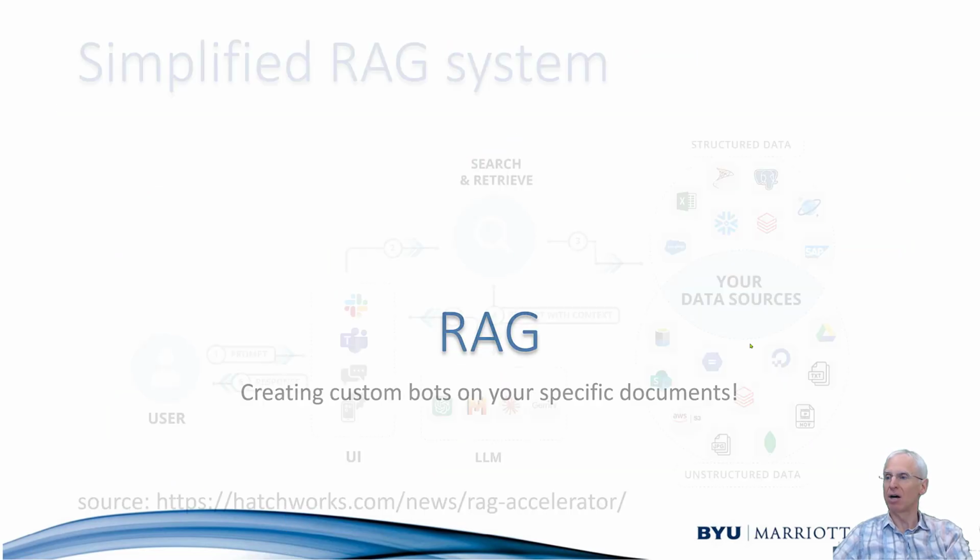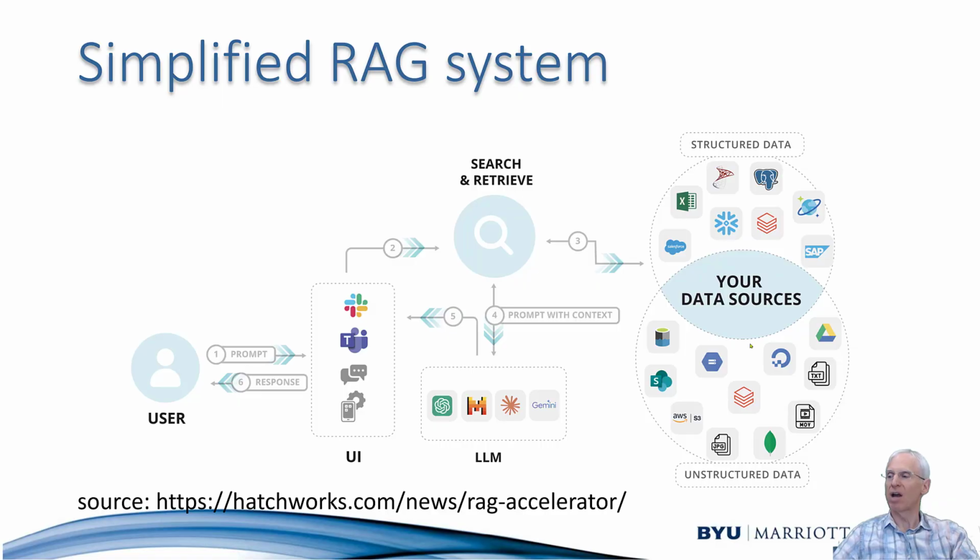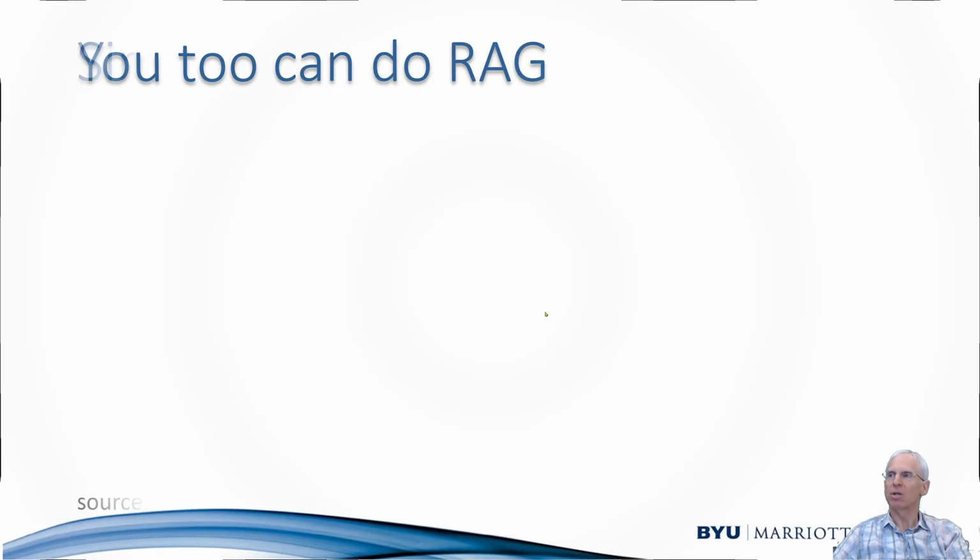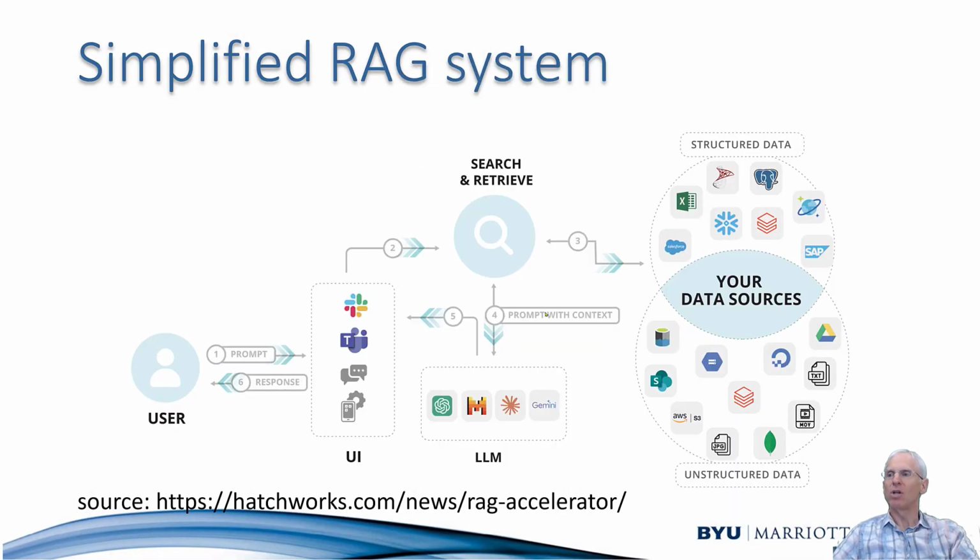All right, RAG, creating custom bots. How do we do this? This is a simplified RAG system. On the left, we have the user. They provide their prompt. I thought I had some animation here, but I don't. You then do the search. Then you find your data sources. You can have structured or unstructured data that you're retrieving. Then you retrieve that, add the context to the prompt, call your large language model, and then it goes back through the user interface to the user. Sorry this isn't animated.